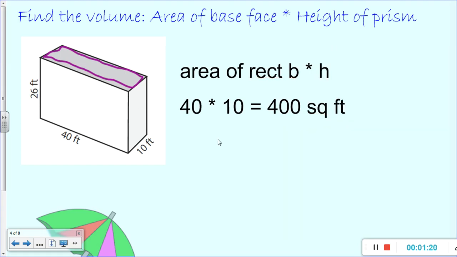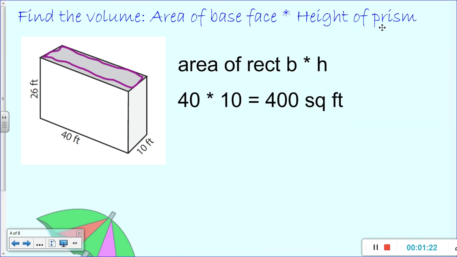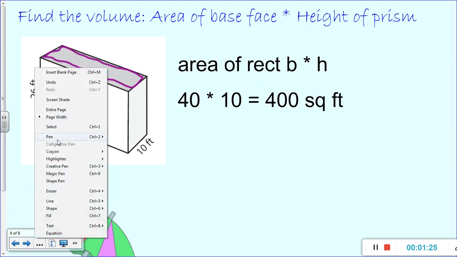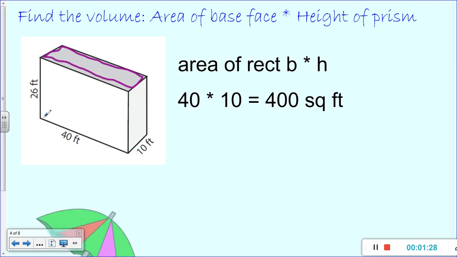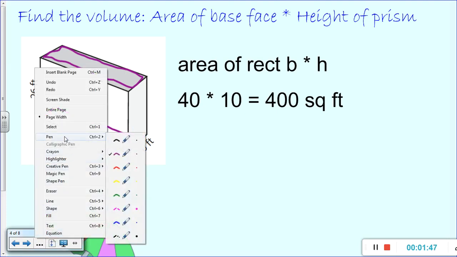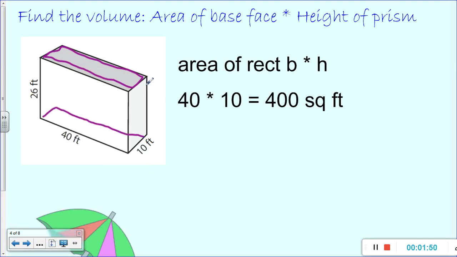Now when it talks about the height of the prism, what that refers to is the space in between those two bases. If I imagine my prism has a top, that means it also has a bottom that's the exact same. And again, my horrible drawing skills, sorry about that. So there's another rectangle down here with an area of 400 square feet. When we talk about the height of the prism, we're talking about that space in between those two. That's what I just went over in red. Kind of messy, but that's what I just went over in red.